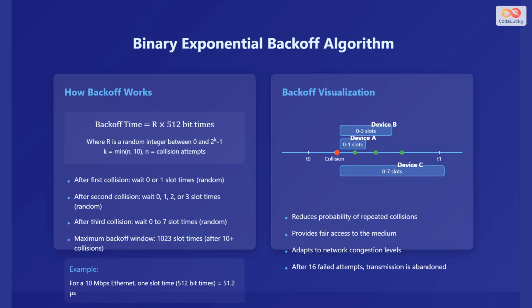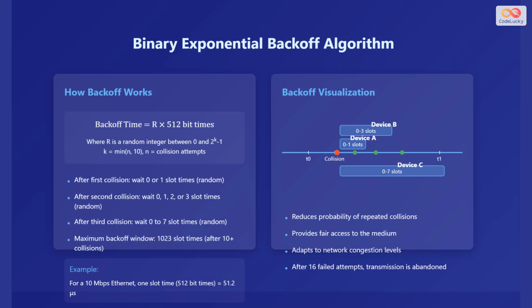After the first collision, the device waits 0 or 1 slot times, which is determined randomly. After the second collision, the device waits 0, 1, 2, or 3 slot times, again chosen randomly. After the third collision, the device waits between 0 and 7 slot times, again randomly. The maximum backoff window is 1023 slot times, which occurs after 10 or more collisions.